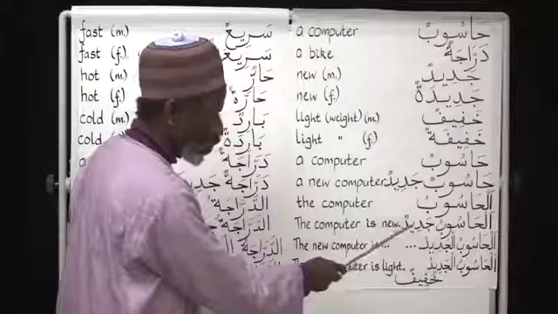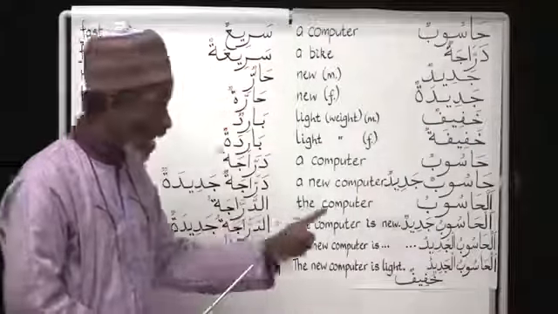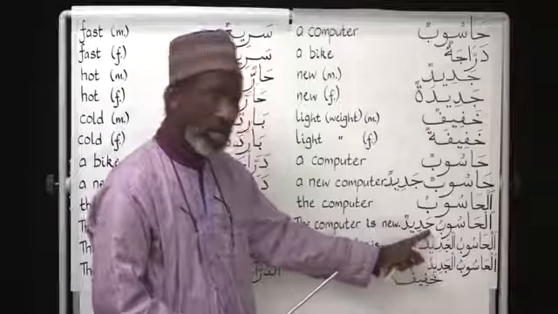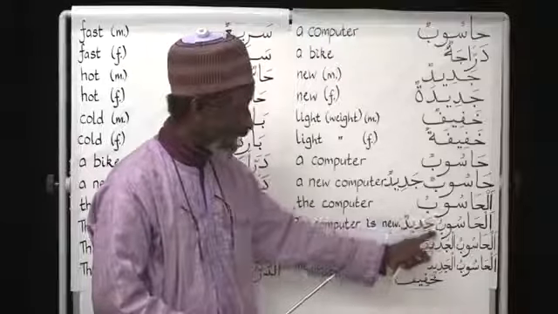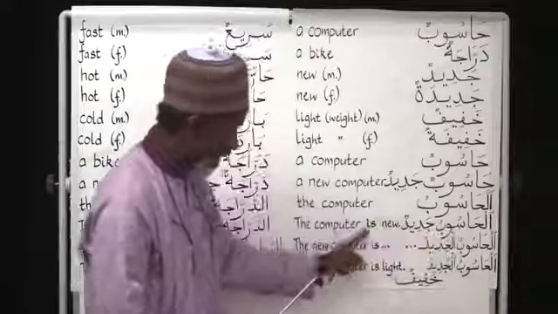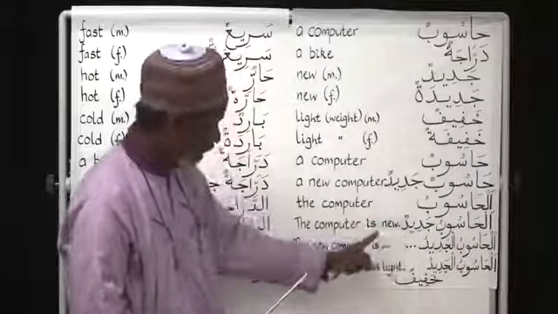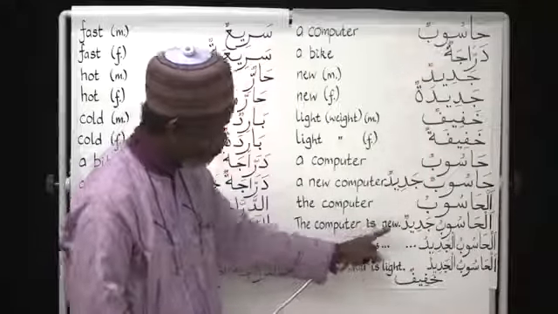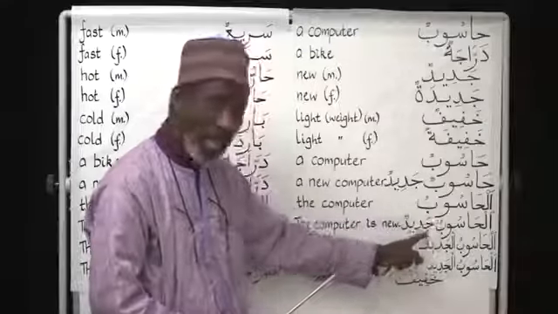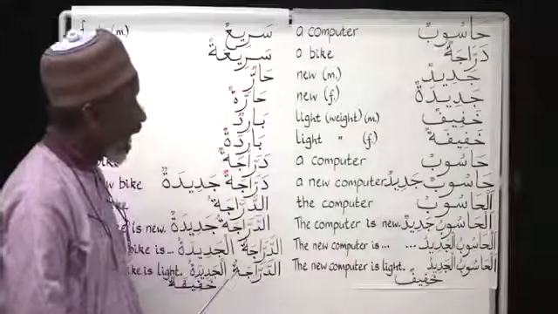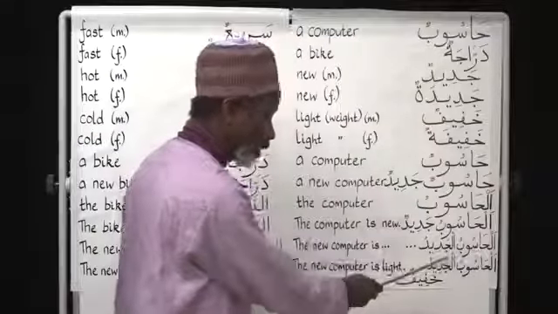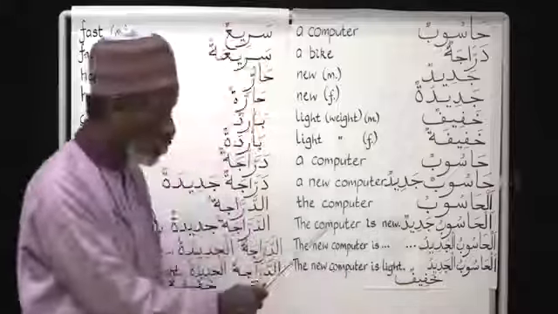Al-hasubu jadidun. We drop the al before the adjective here. That's where the "is" is implied and hiding. The computer is new. In English you can say "is" there, but here it is implied because we did not have the al there. Al-hasubu jadidun, the computer, the new, that's the literal meaning.